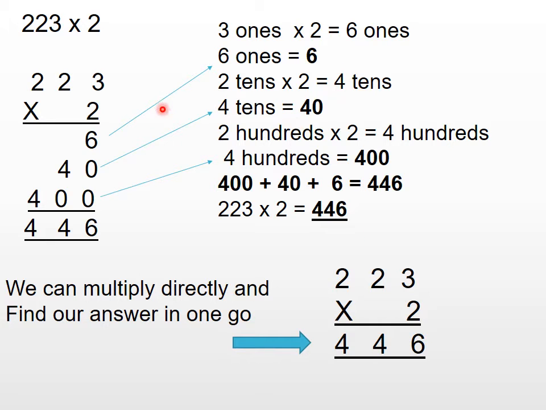So what have I done here? First I multiplied the ones, and then the tens, and then the hundreds, and then I added the values together and I got my answer. Another method is that you can simply multiply directly and find your answer in one go. If you have 223 and multiply by 2, simply multiply: 2 3s are 6, 2 2s are 4, and 2 2s are 4. So 446 is my answer. I didn't need to go into adding the values. I simply multiplied the numbers respectively and I got my final product.